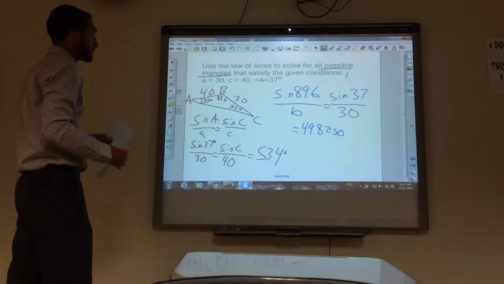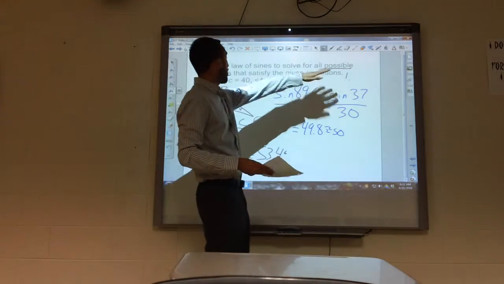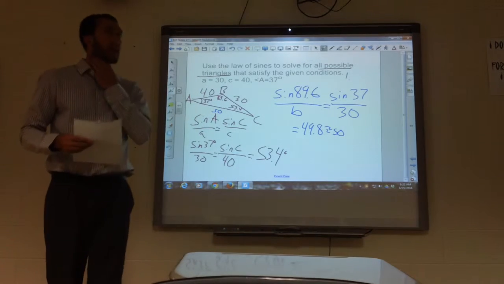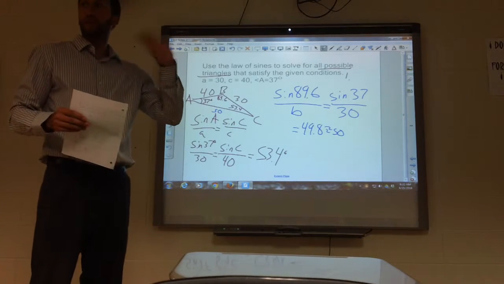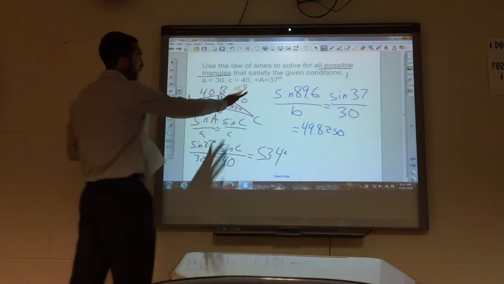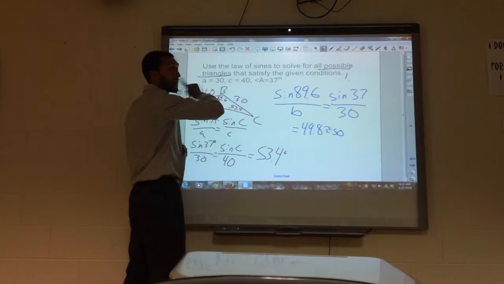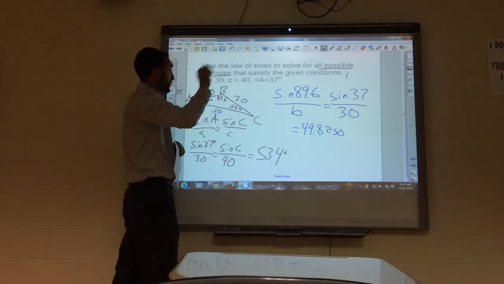But we're not done, because it says solve for all possible triangles. So here's my triangle. There's a chance in our law of sines triangles that two different angles could satisfy these conditions. So to test that.